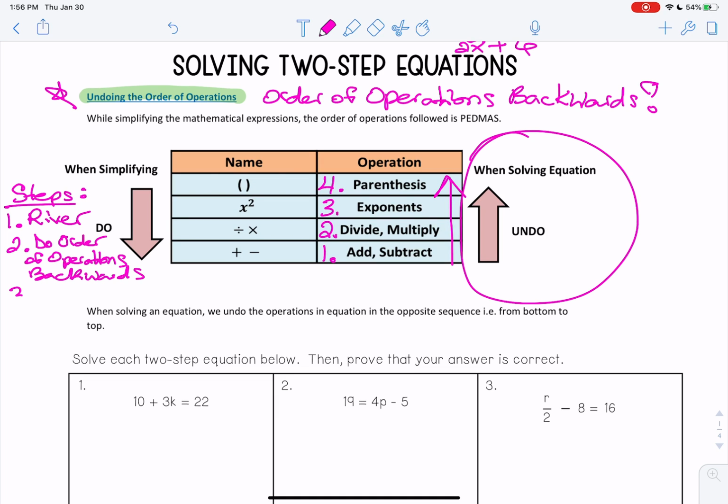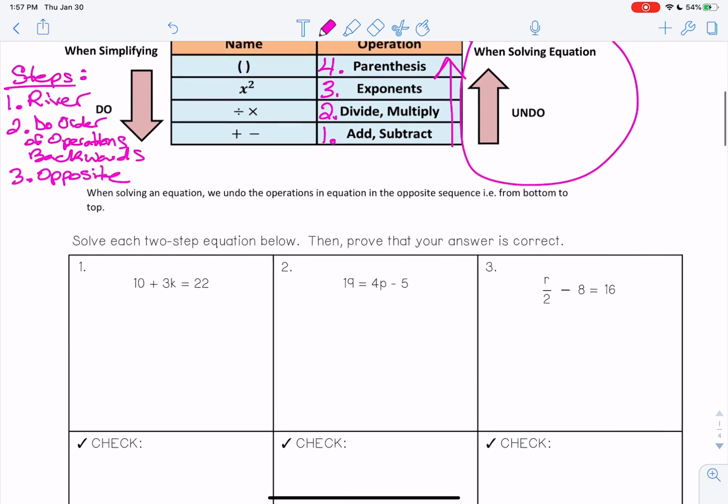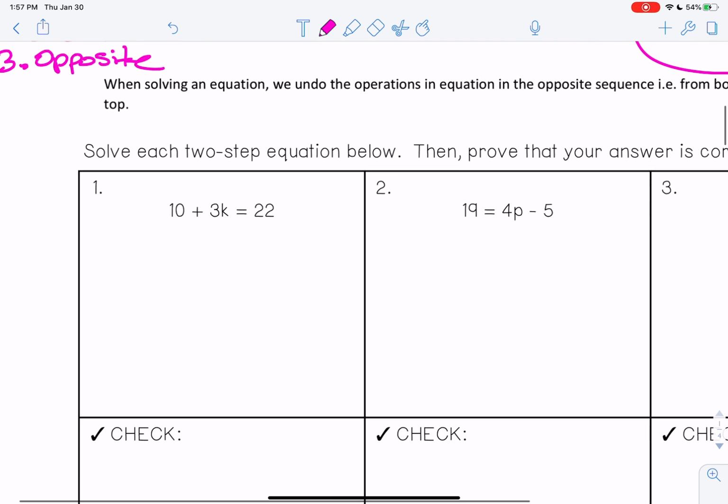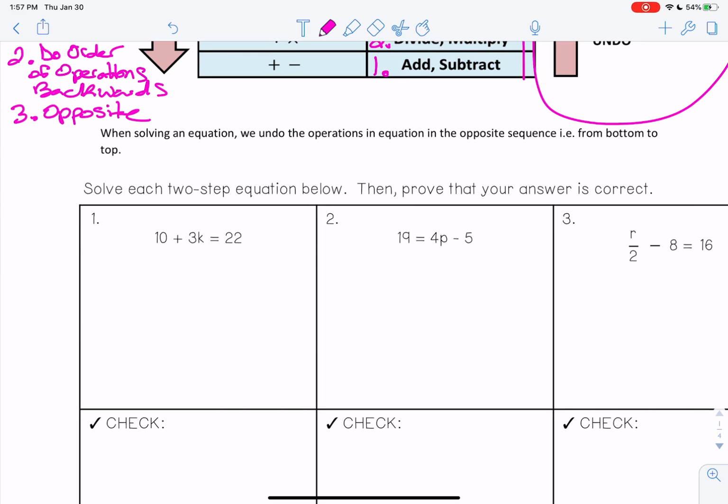And then our step 3 is going to be do the opposite. Okay? So those are our steps. Do the river. Number 2, do the order of operations backwards. And number 3, do the opposite. So let's take a look at this. Showing an example always helps demonstrate it or explain it a little better.